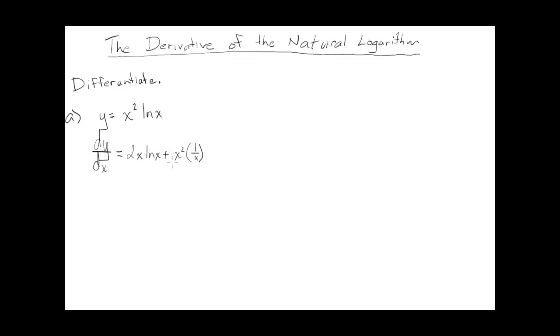And then you can just simplify this term right here a little bit. So it'll be 2x natural logarithm of x plus, this would end up being just x. So that's the derivative. If you want, you can factor it, do a common factor of x. Not really necessary, but you can.